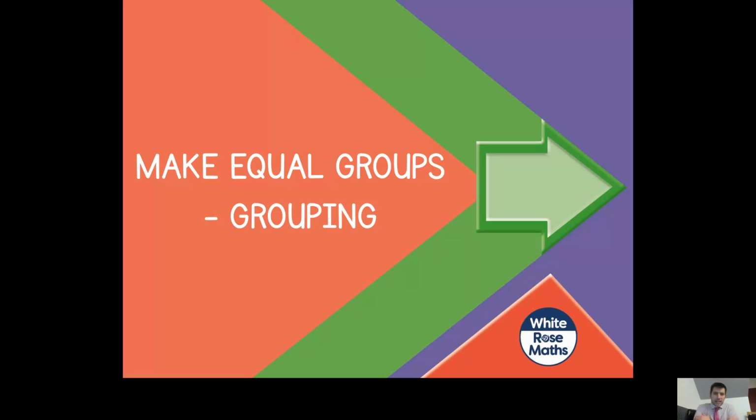Hello Year 3. Today we're going to learn how we can make equal groups to support our development of our multiplication and division skills. Within this we're going to think about some skills where we can write things down on paper. So if you've got some paper and a pen, that would be great.